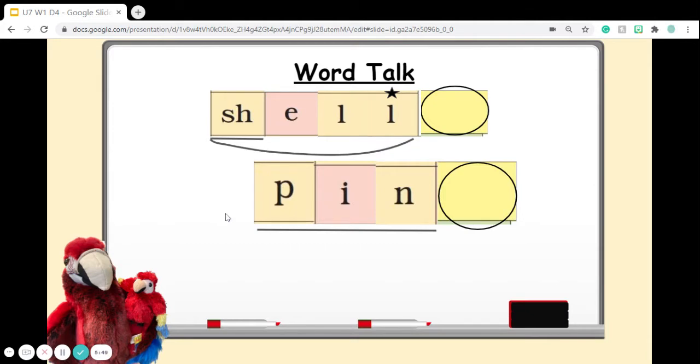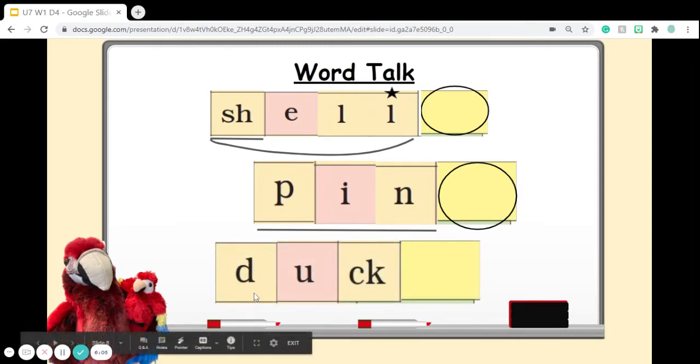ducks. Ducks. Now, what's the base word in ducks? Duck. That's right. Duck. So let's go tap out duck. Ready? D-U-C. Duck. All right, here we go. So we have d-u-c, duck. All together, the whole word is ducks.